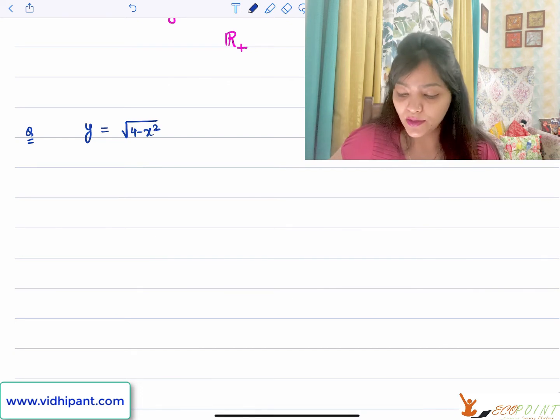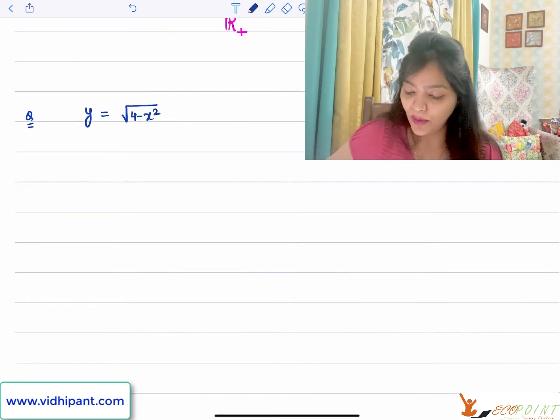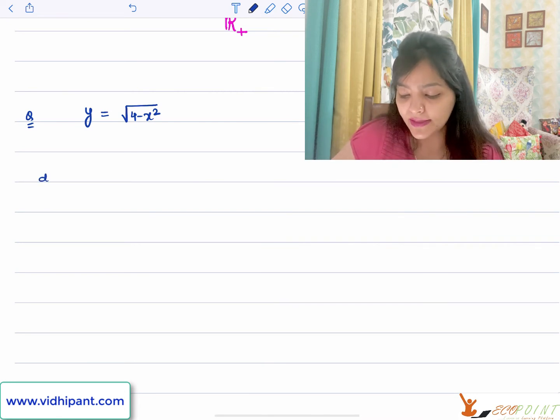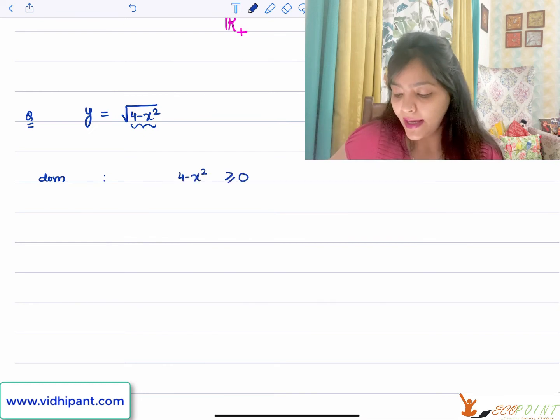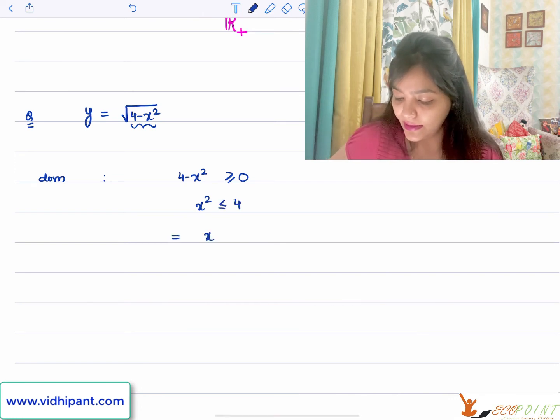Now y equals square root of 4 minus x square. So for the domain, the restriction that I will have is that whatever is inside has to be non-negative. And this time we don't have a fractional form. So whatever we have inside, 4 minus x square, should be greater than or equal to 0. That means x square should be less than or equal to 4, and that can only happen for all the x's that are between minus 2 and 2.